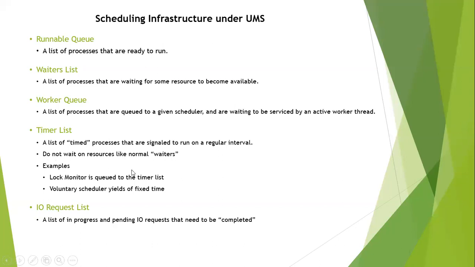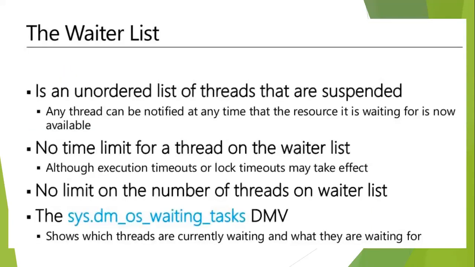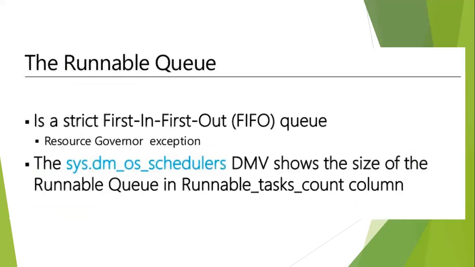And the timer list is for things waiting on a lock monitor or whatever scheduling frequency. Let's say the resource monitor thread has to execute at an interval, 5 seconds, or checkpoint every 1 minute. Everything will be in the timer list. An IO request that has to be processed will be in the IO request list. This is how the request works. The runnable queue is a FIFO.